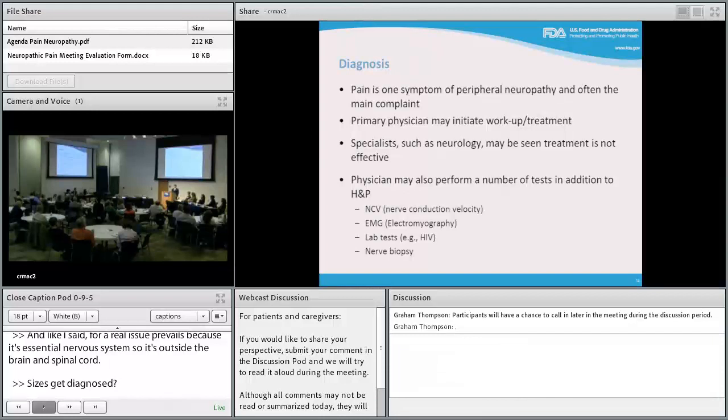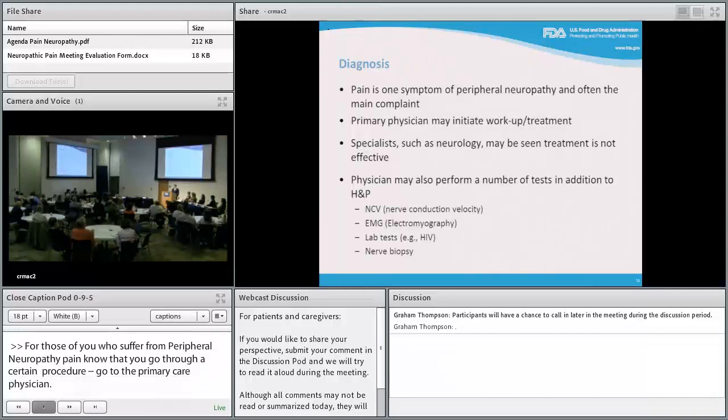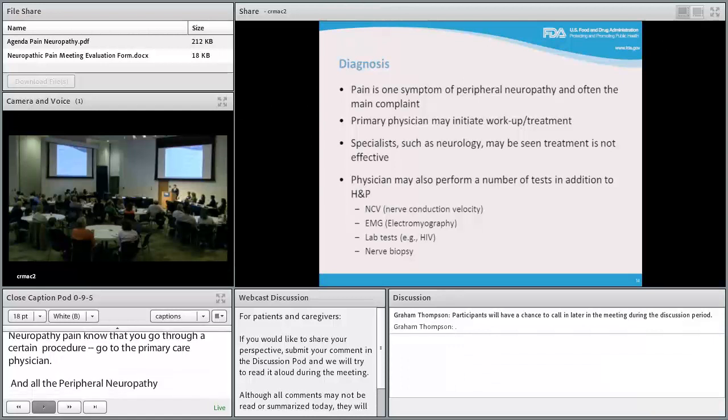Usually you go to your primary care physician. And although peripheral neuropathy is associated with a number of different symptoms, pain is one of the main complaints because of the discomfort. So you go to, usually, your primary care physician, for example, and they may initiate a treatment or workup, but often it can be referred to a specialist. Neurologists typically are specialists that see these referrals. It also can be a rehabilitative doctor.